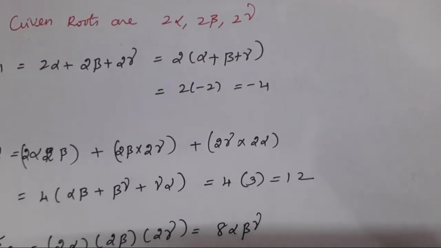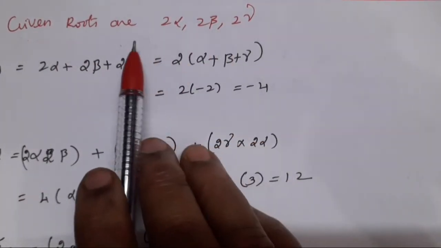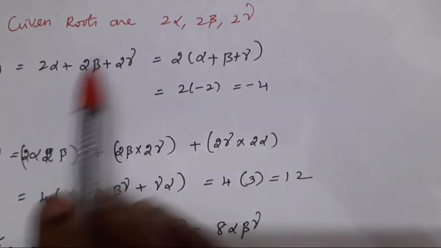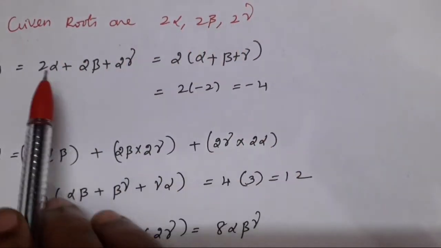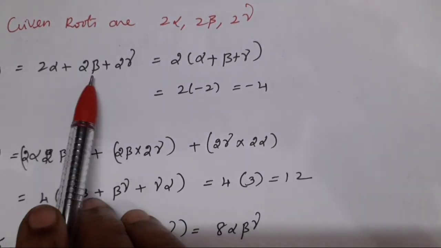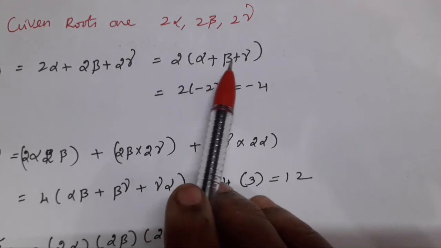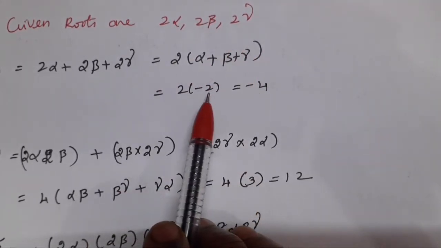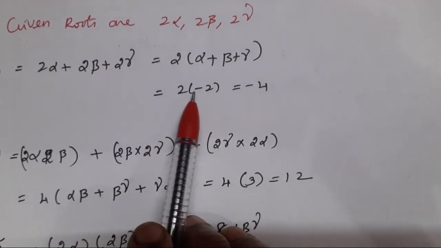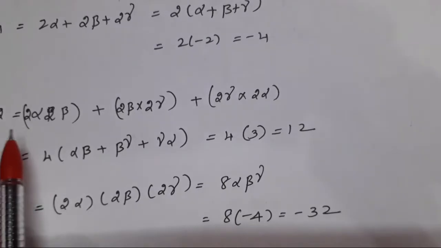The first one: what are the given roots? The given roots are 2 alpha, 2 beta, 2 gamma. First we are going to add the 3 roots. 2 alpha plus 2 beta plus 2 gamma equal to, if we take 2 outside, 2 into (alpha plus beta plus gamma). Already we found alpha plus beta plus gamma is minus 2. 2 into minus 2 is minus 4.